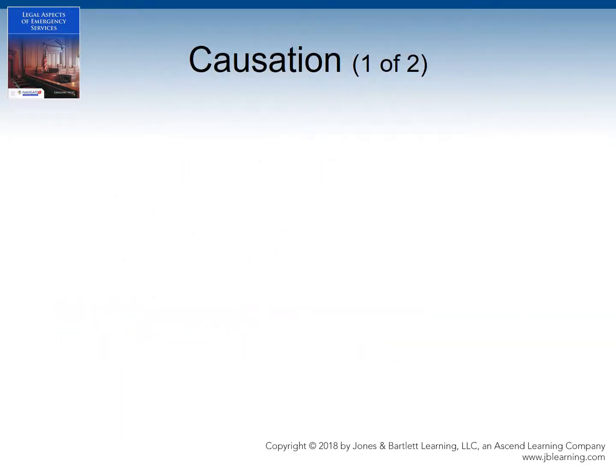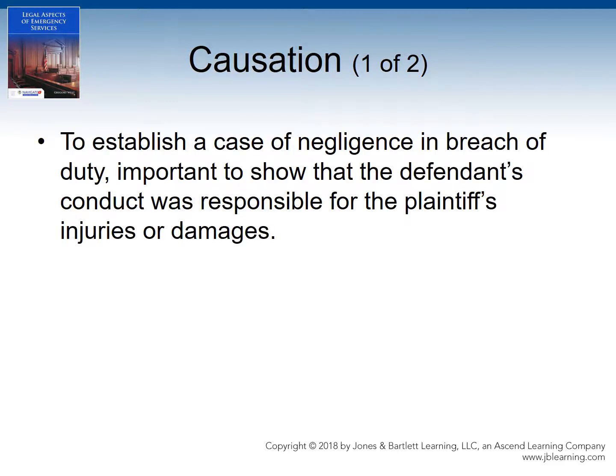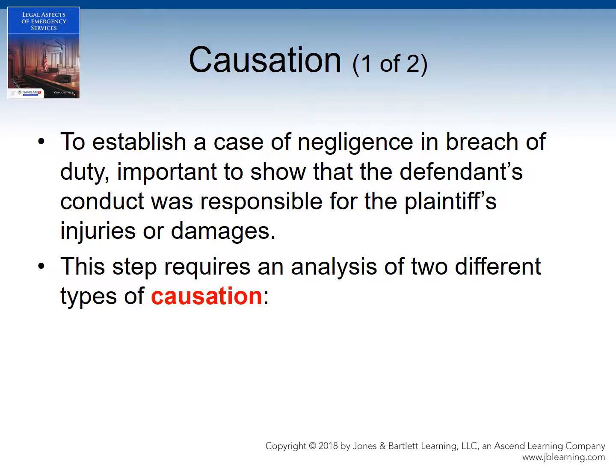Once we know that a duty was owed by the defendant to the plaintiff in a civil negligence lawsuit, and that the defendant breached that duty, causation is the next element that must be proven to sustain the negligence lawsuit. Essentially, the plaintiff must show that the defendant's conduct was responsible for the plaintiff's injuries or damages. In evaluating causation, there are two different types that must be confirmed by the court.